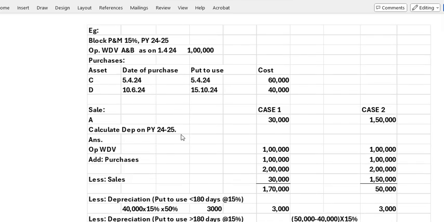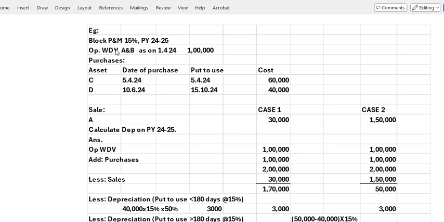Now let us consider an example. Let us consider a general block, plant and machinery, in the previous year 24-25. So the opening WDV for assets A and B as on 1/4/24 is 1 lakh rupees. There are two assets, A and B.